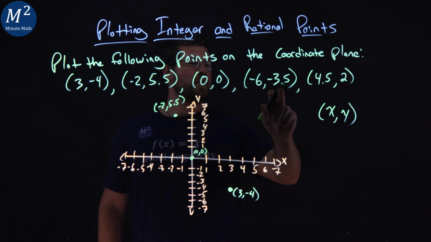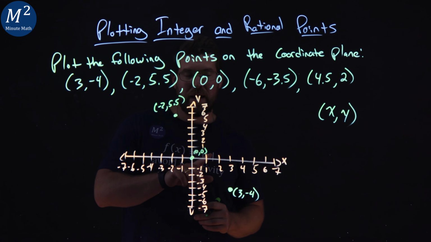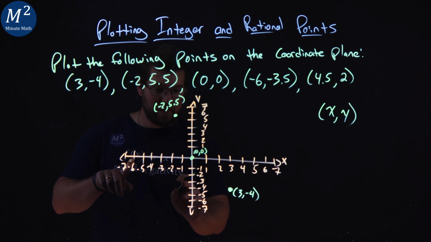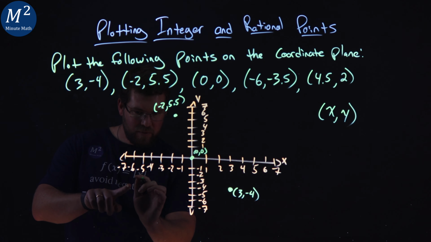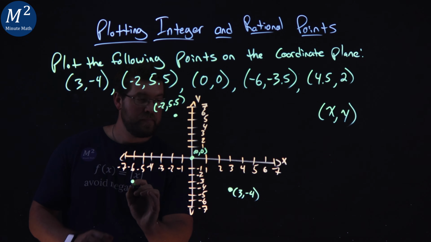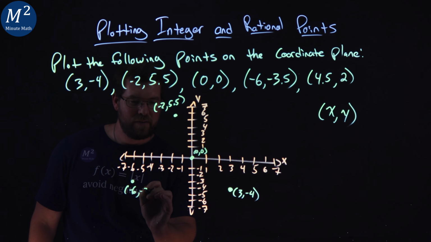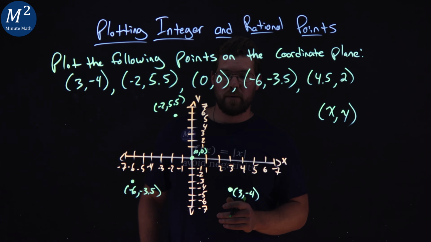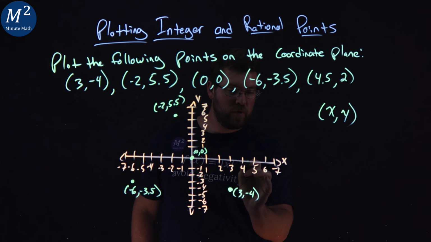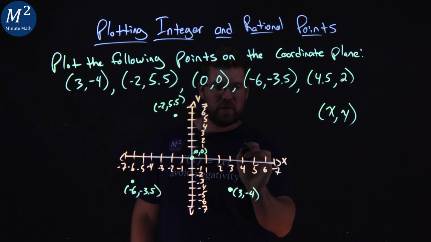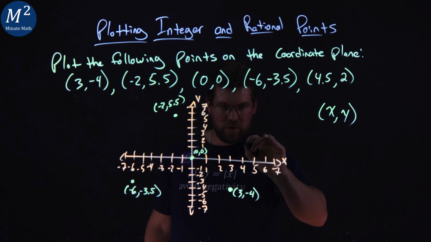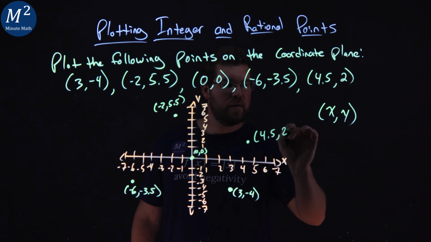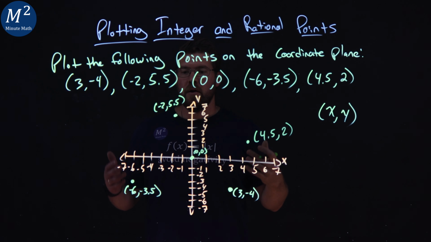Here we have (-6, -3.5). So x is -6. Y is -3.5, between -3 and -4. So that's about right here. So (-6, -3.5). And lastly, (4.5, 2). X is 4.5, between 4 and 5. Up to 2. That's about here. It's a little sloped over, but right there. (4.5, 2). So there we have it.